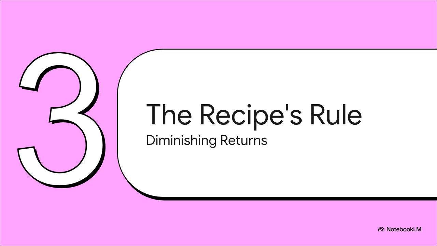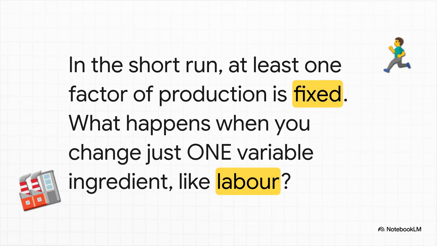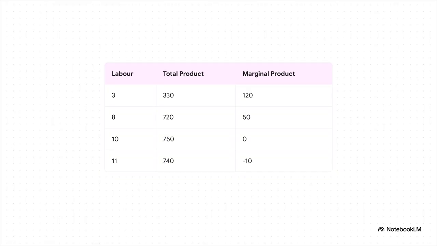Okay, so you've got all your ingredients, but how you mix them together, well, that's where it gets really interesting. What happens if you have a fixed-size kitchen, let's say one factory, and you just keep adding more and more chefs? There's actually a fundamental rule that explains what happens next. This brings us to a really key concept that applies in the short run when at least one of your ingredients, like your factory, is fixed. It's officially called the law of variable proportions, but I bet you've heard of it by its more common name, the law of diminishing returns. Let's make this real. Check out this table.